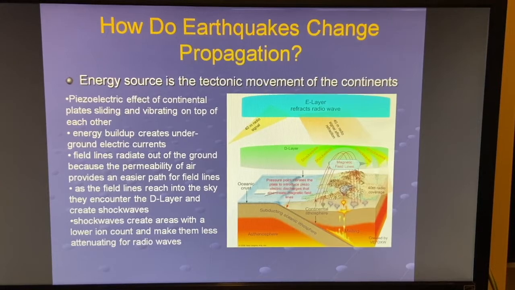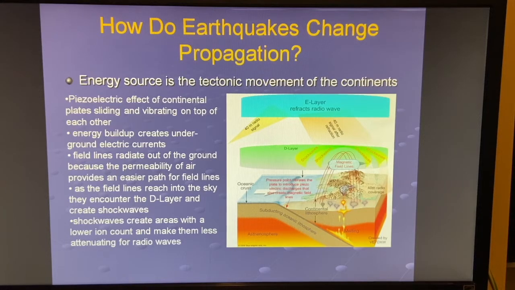How do earthquakes change propagation? Energy source. The energy source is the tectonic movement of the continents. So we've done some research on how the continents, when they collide into each other, how the vibrations can create magnetic field lines. And there's one effect that is probably most prevalent to creating all this electric or magnetic energy, and it's called piezoelectricity.